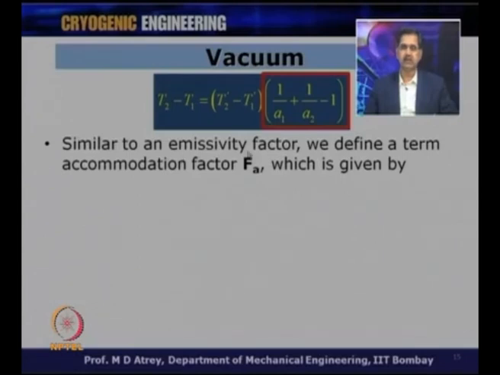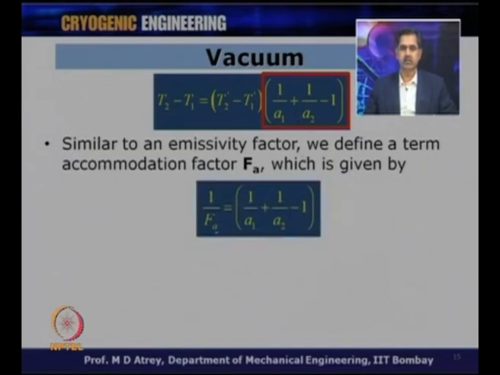Similar to an emissivity factor, if you have two surfaces with emissivities E1 and E2, then we say that the net emissivity Fe is given by 1 upon E1 plus 1 upon E2 minus 1. Similarly here, we define a term, the accommodation factor Fa, which is given by 1 upon Fa is equal to 1 upon A1 plus 1 upon A2 minus 1. So, if I know the accommodation coefficients for both the surfaces, I can now calculate the accommodation factor Fa. A1 and A2 are accommodation coefficients, while Fa is the accommodation factor.